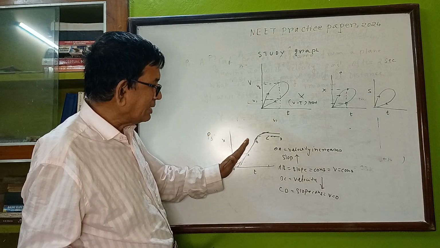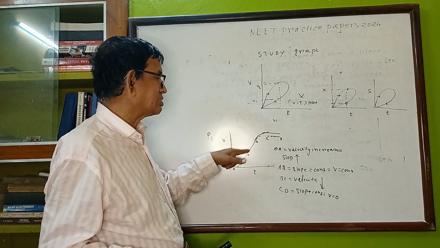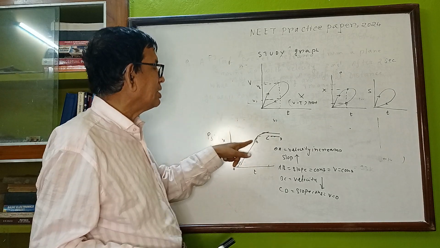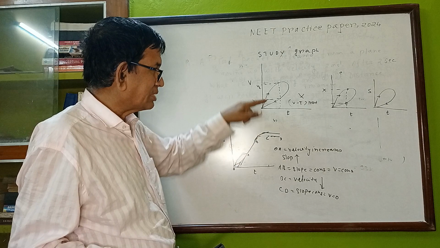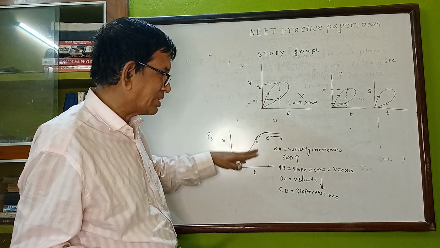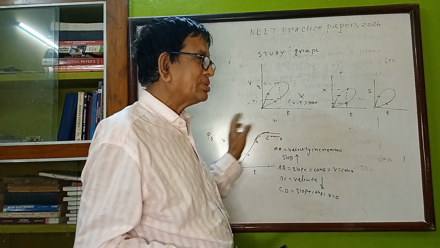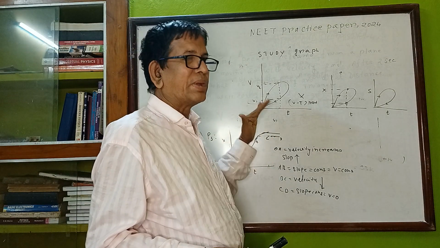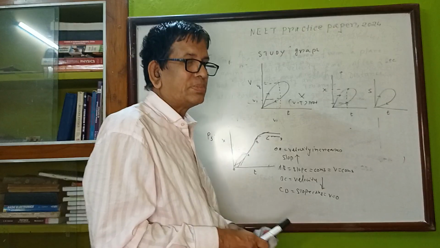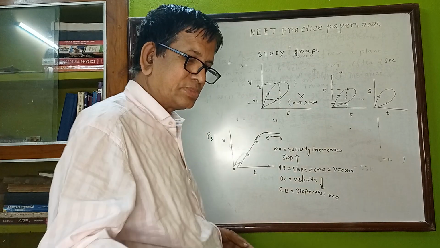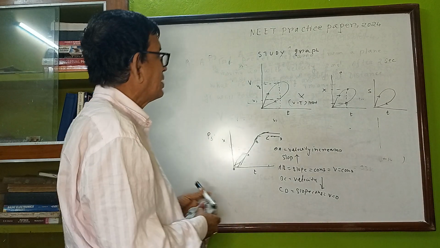In OA, the slope increases, so velocity increases. When the slope is constant, velocity is constant. When the slope decreases, check which portion the slope decreases in. In the BC portion, the velocity decreases. A displacement-time graph with slope parallel to the time axis means the particle's velocity is 0.